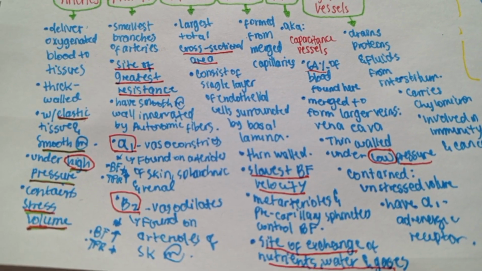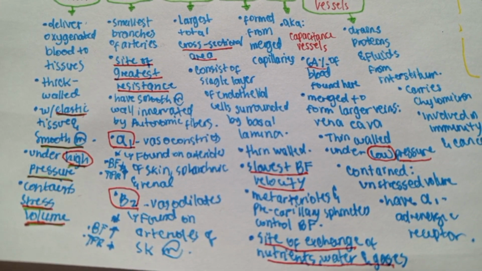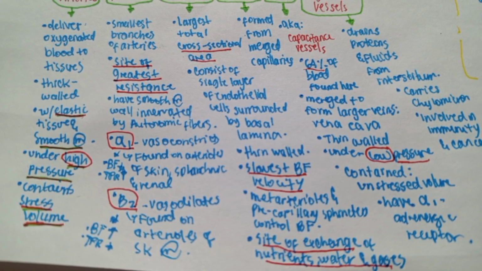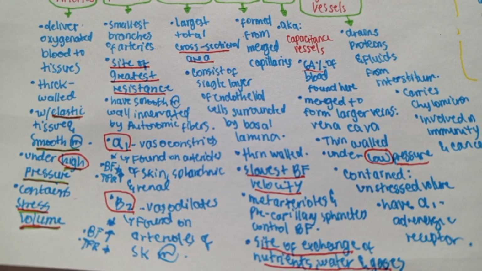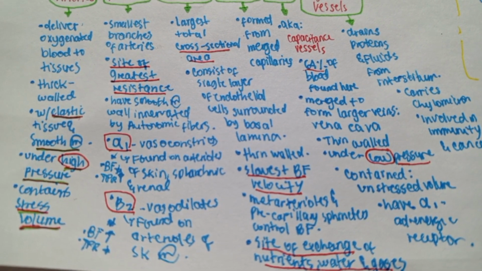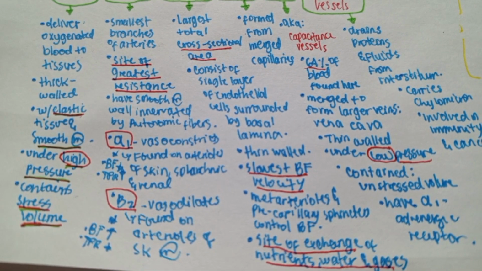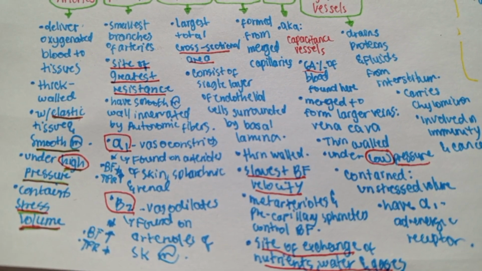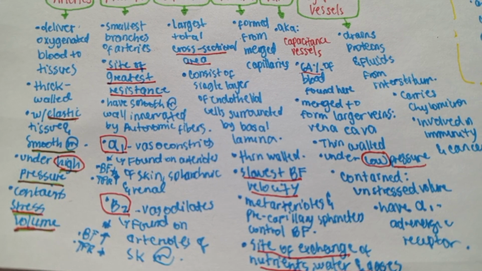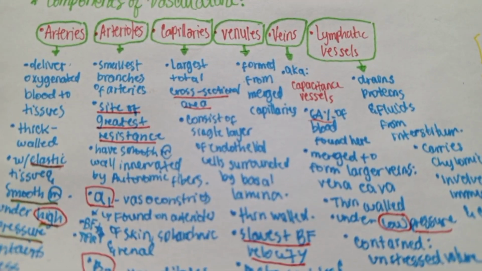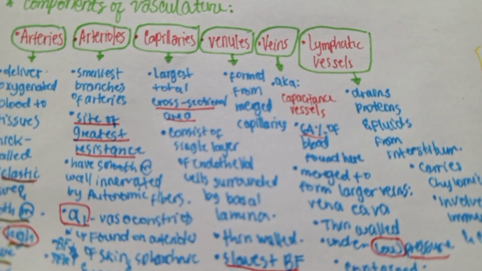And another thing that we can find is a beta-2 receptor, and the function of this one is to vasodilate, and it is found on the arterioles of the skeletal muscle. And the function of this is to increase the blood flow and decrease the total peripheral resistance. So that's the arterioles. It is the site of greatest resistance. And the next one is the capillaries.